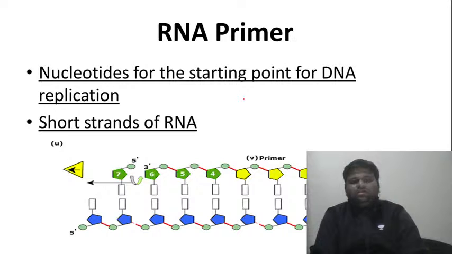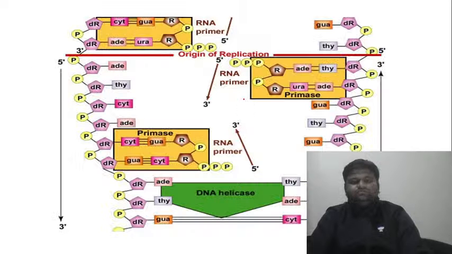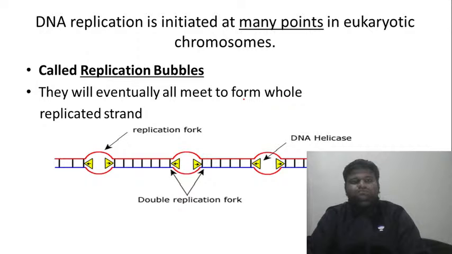RNA primer adds the nucleotides for the starting point of the DNA replication. So short strands of RNA are added. As we have studied, the DNA replication is initiated at many points in eukaryotic chromosomes, and they are known as the replication bubbles. So they will eventually all meet to form a whole replicated strand.